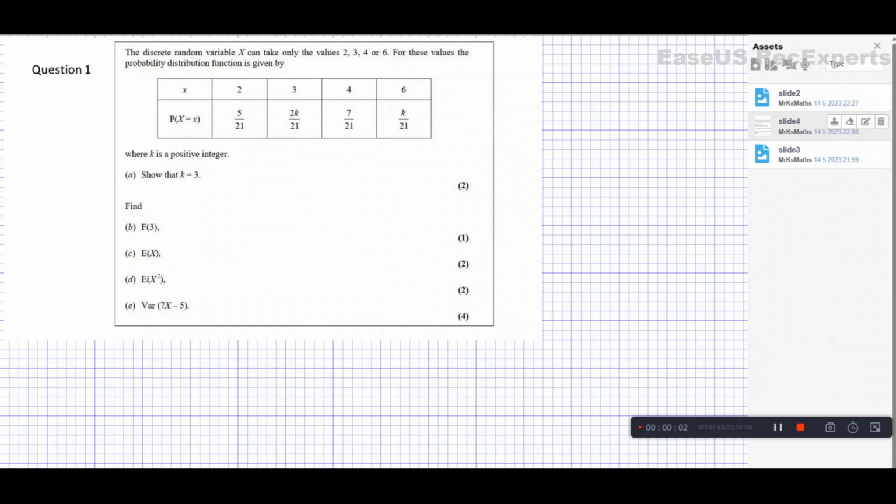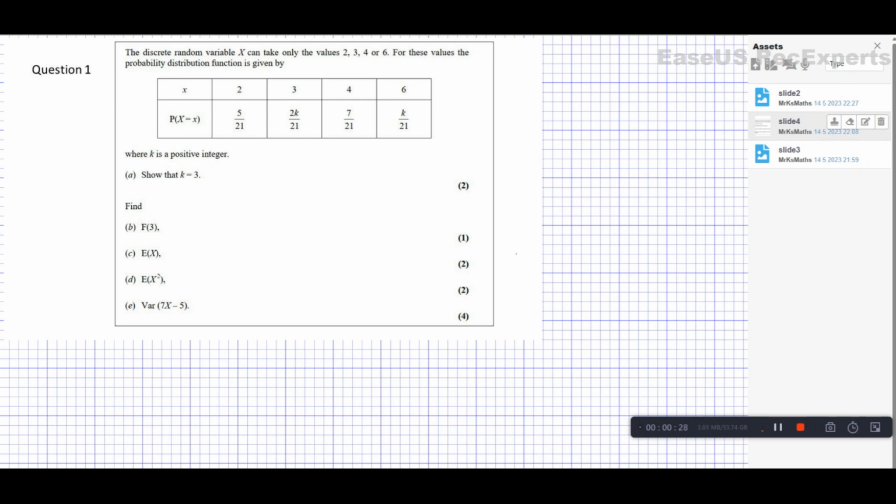Okay, day 9, question 1. The discrete random variable X can take only the values 2, 3, 4, or 6. For these values, the probability distribution function is given by: P(X) is already given as 5 over 21, 2k over 21, 7 over 21, k over 21, where k is a positive integer. Show that k equals 3.